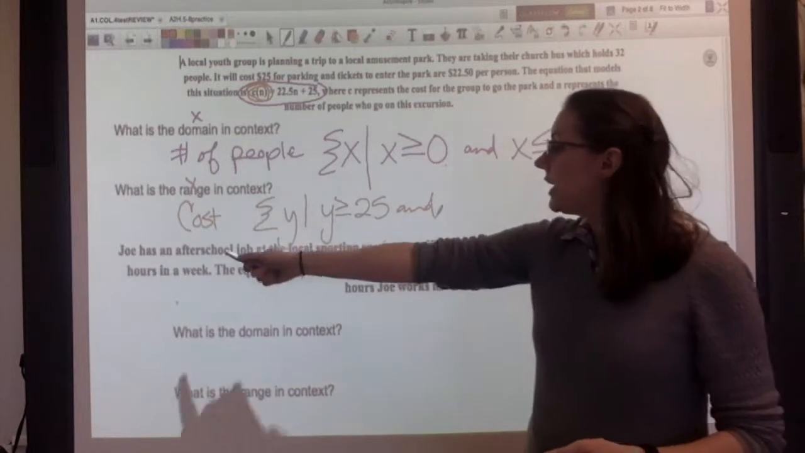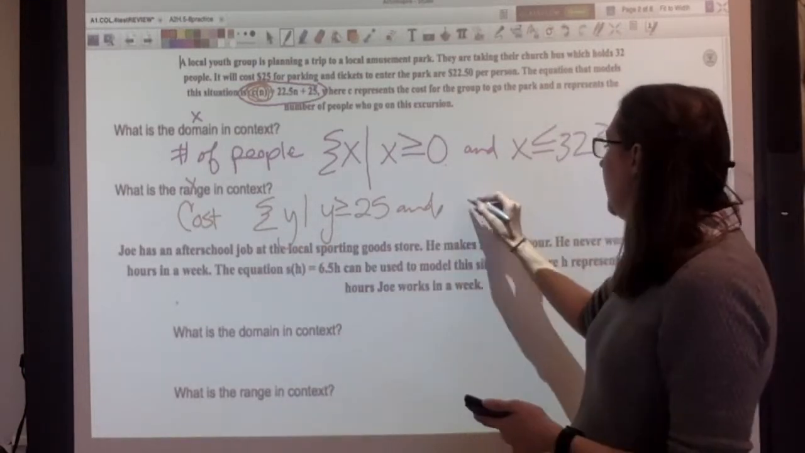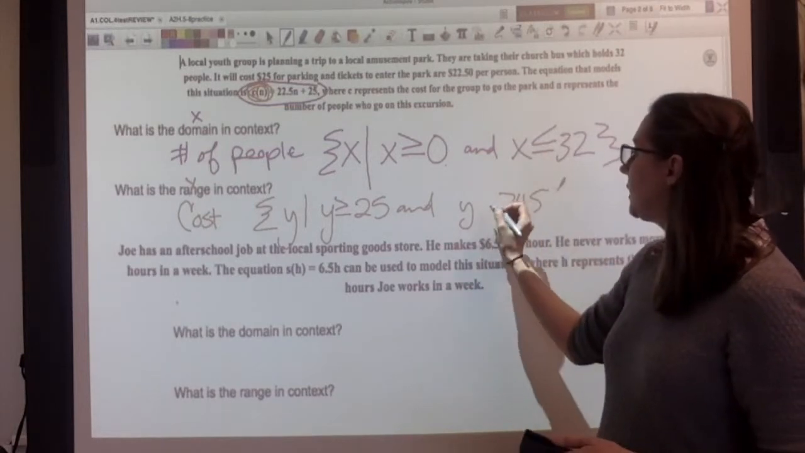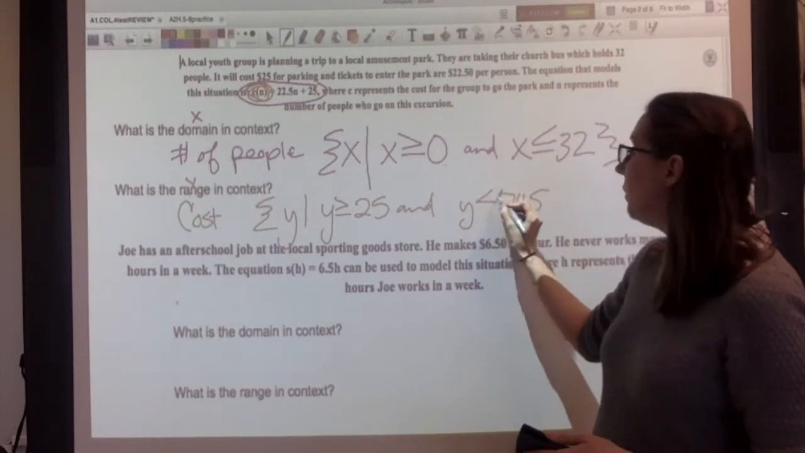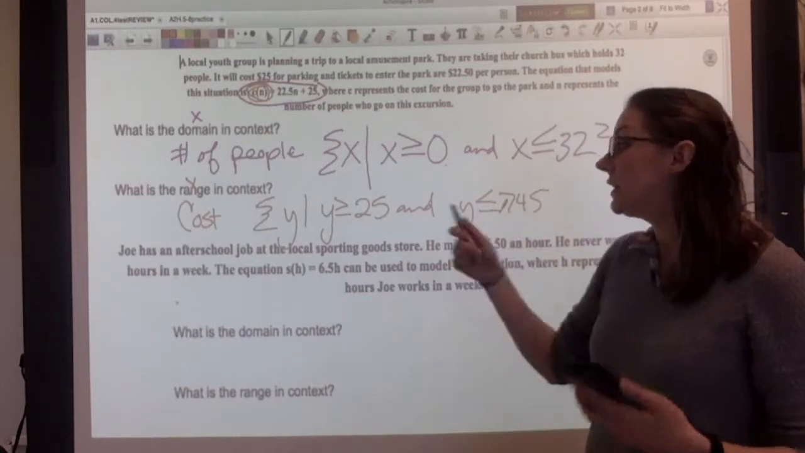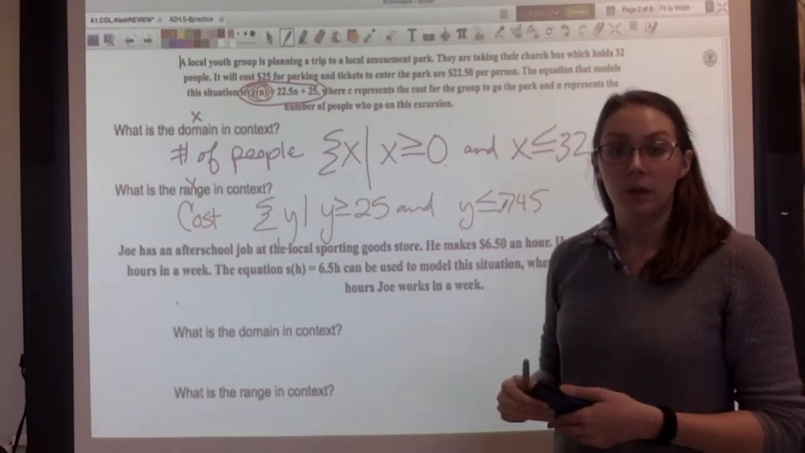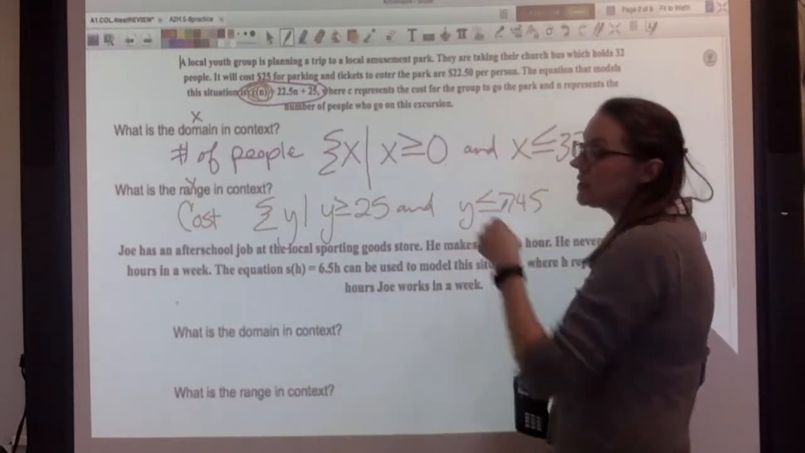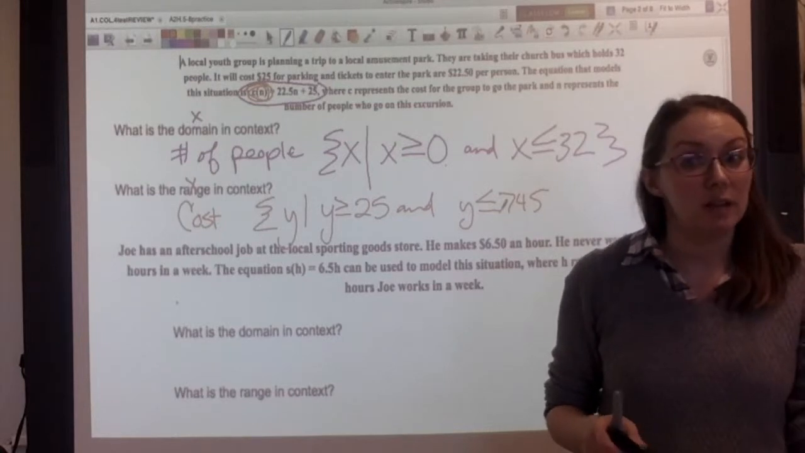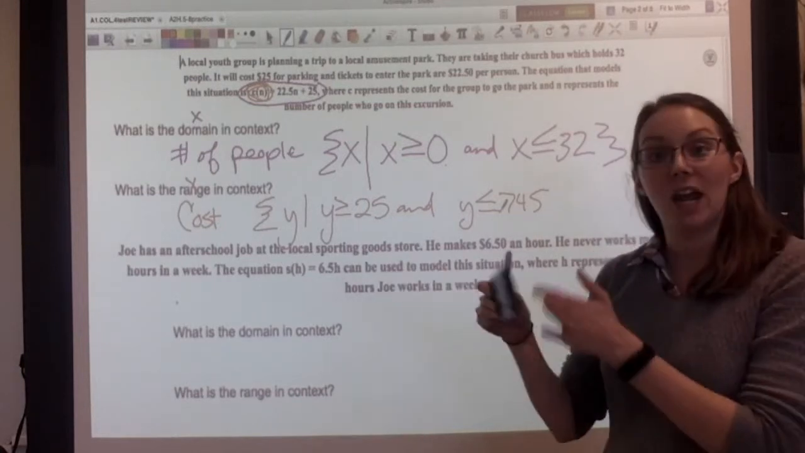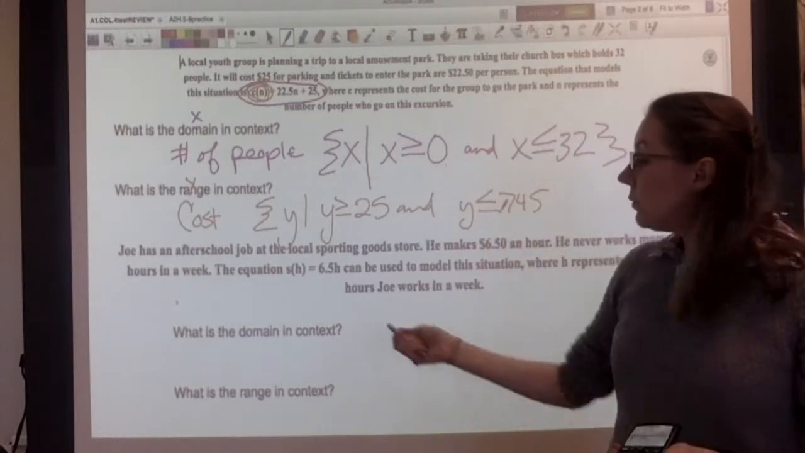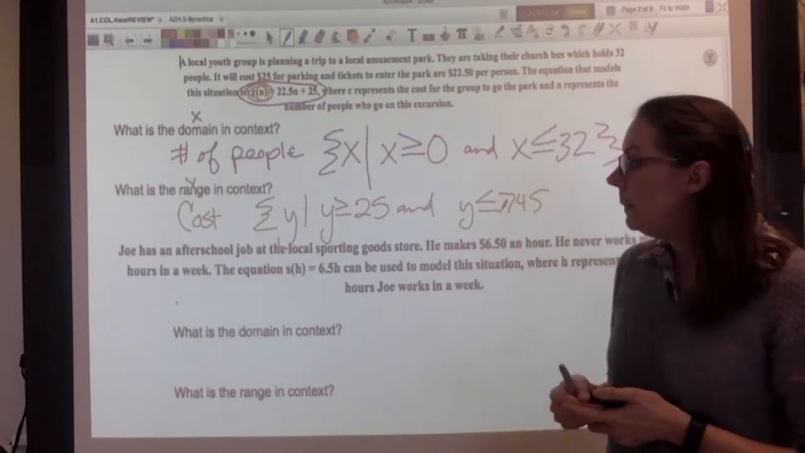So our total cost is going to be between $25 and $745. Our cost is not going to be bigger than that. It's going to be smaller than the $745 if less people go, or it's going to be equal to it if exactly 32 people go. So this right here, ladies and gents, is as hard as domain and range is going to get, where there's a minimum value that you can't go underneath and a maximum value that you can't go above. Okay, we write that as 2 separate rules with an and in the middle. We're going to practice that more on this second example, okay?